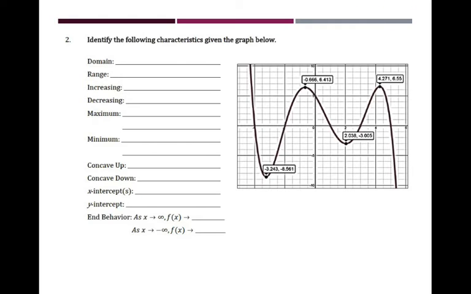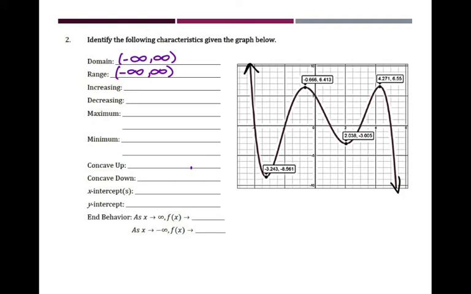For your domain, again, I want to see what's happening as I move from left to right. This graph is going to keep going up and to the left, and it's going to keep going down and to the right. So my domain is going to be all real numbers, so negative infinity to infinity. And it's going to keep going up and down in both directions, so my range is also negative infinity to infinity.